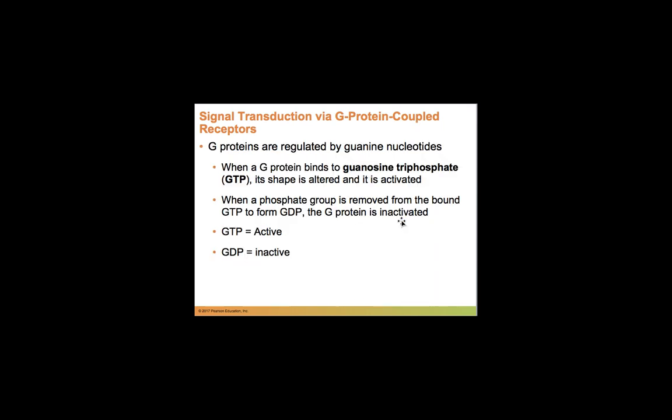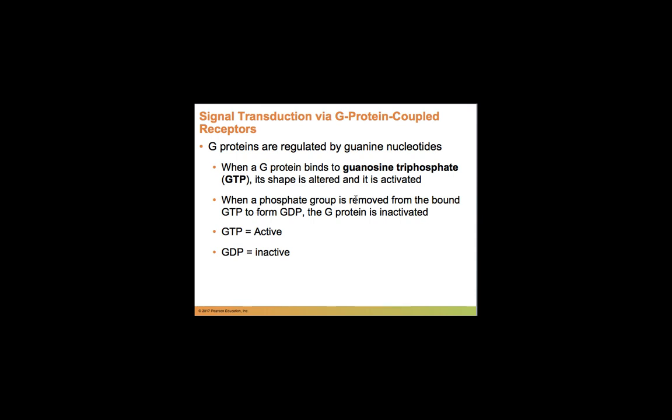Alright, more about our G proteins. G proteins are regulated through guanine nucleotides. When a G protein is bound to GTP, or guanosine triphosphate, its shape is going to be altered and it is activated. I like to think of this as, ATP is our major energy source. We can't do anything without ATP. Think the same for GTP. GTP is like another energy source. It's going to activate that G protein. Your G protein will only be active if it is bound to GTP.